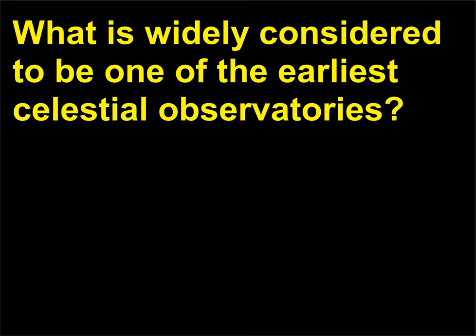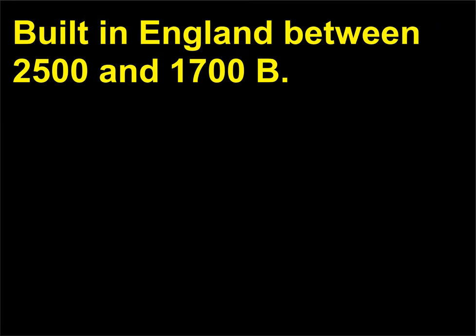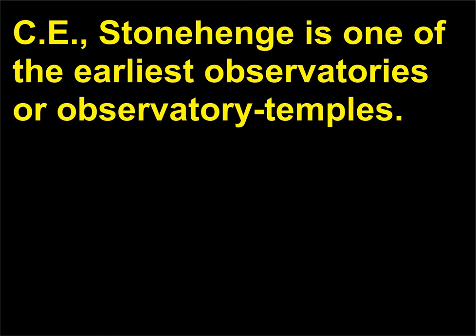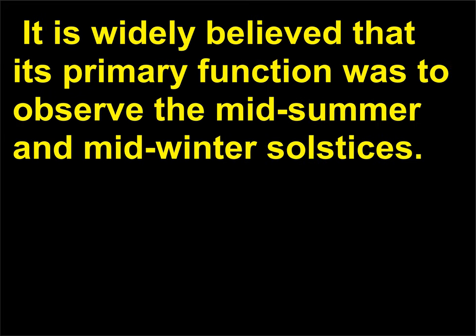What is widely considered to be one of the earliest celestial observatories? Built in England between 2500 and 1700 BCE, Stonehenge is one of the earliest observatories or observatory temples. It is widely believed that its primary function was to observe the midsummer and midwinter solstices.